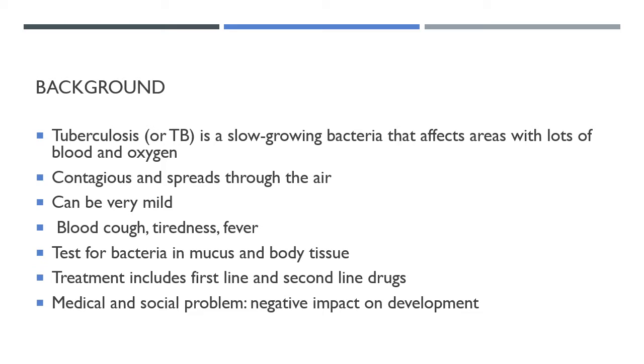So just as a background, tuberculosis, or I'll be referring to it as TB on some occasions, is a slow-growing bacteria that affects areas with lots of blood and oxygen. It's contagious and it spreads through the air. So as you can imagine, this can be very prominent in the lungs, right? Because there's a lot of blood, there's a lot of oxygen, and it's where the air flows, right?